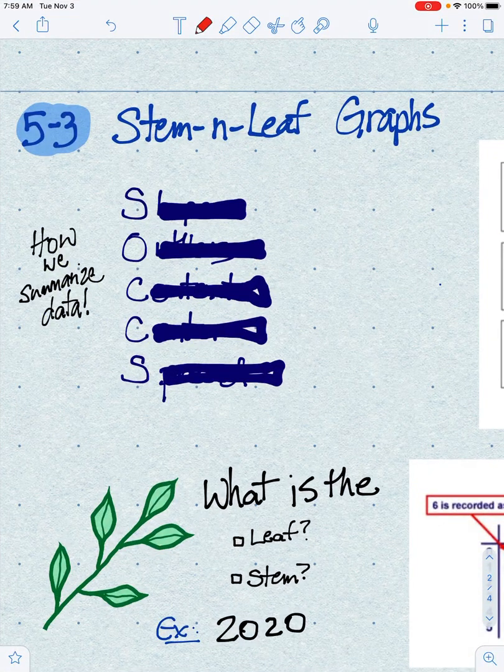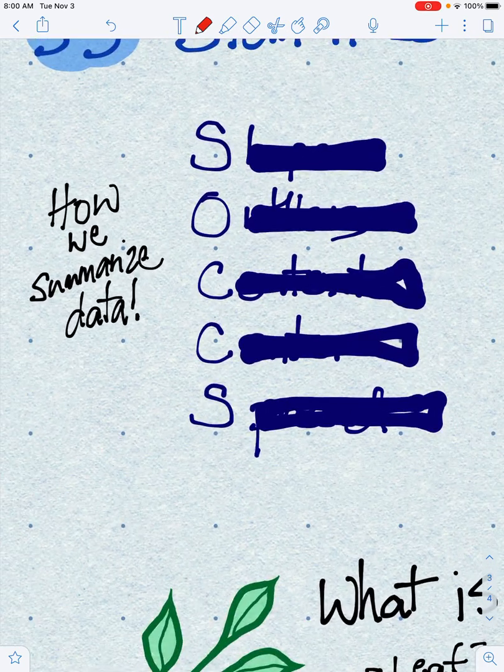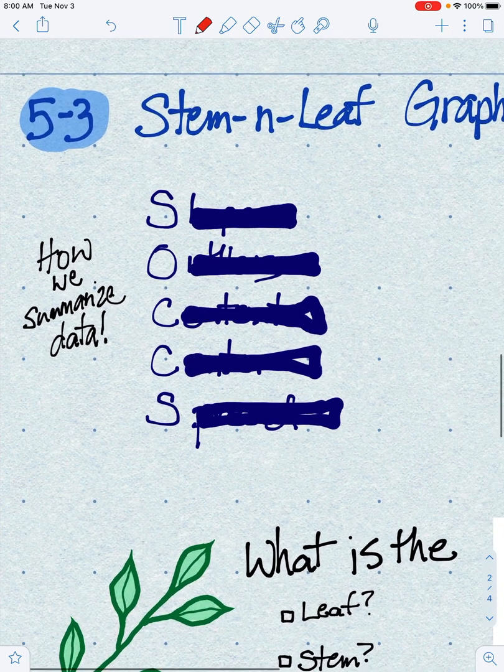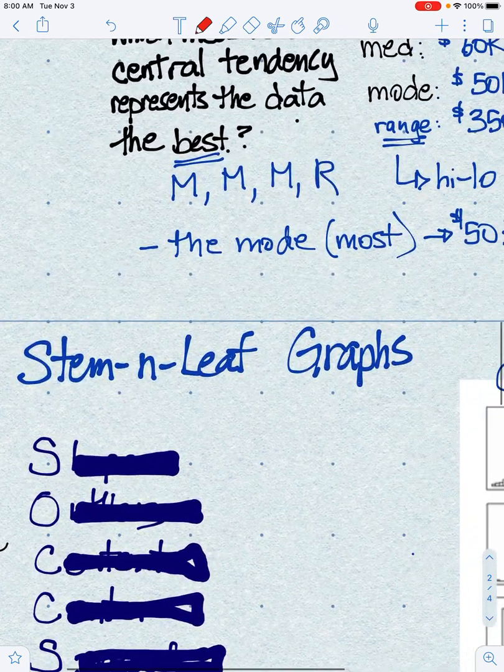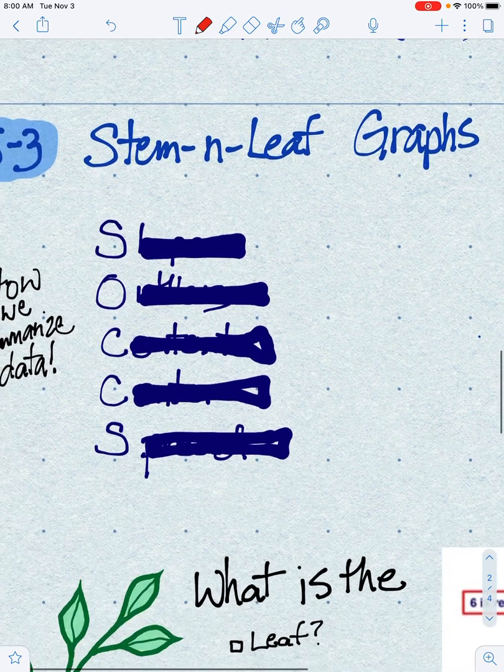Okay, today's lesson is 5.3. It is on stem and leaf graphs. Just a word here about how we describe and summarize our data. Stem and leaf graphs allow us to describe our data in greater detail than just looking at the mean, median, and the mode that we did in the last lesson.